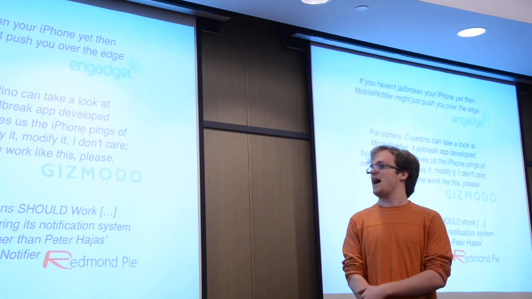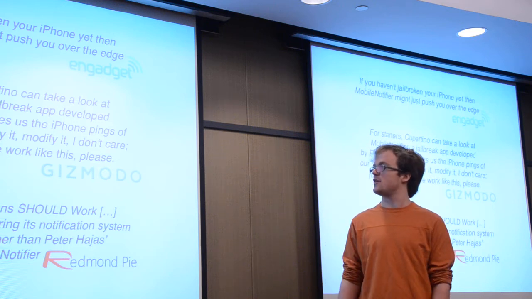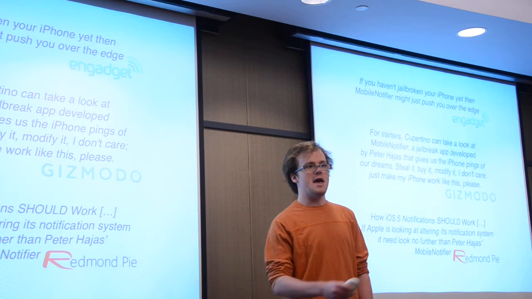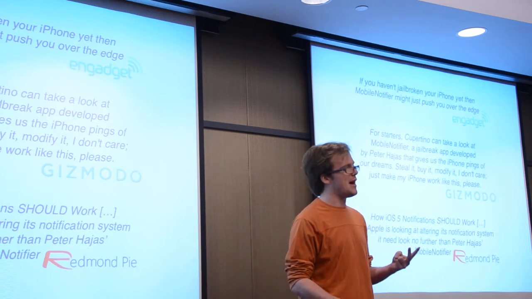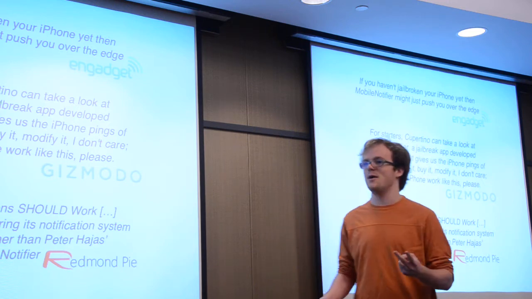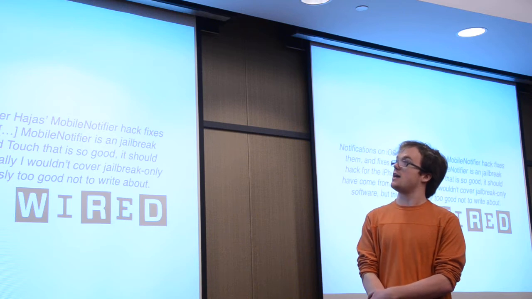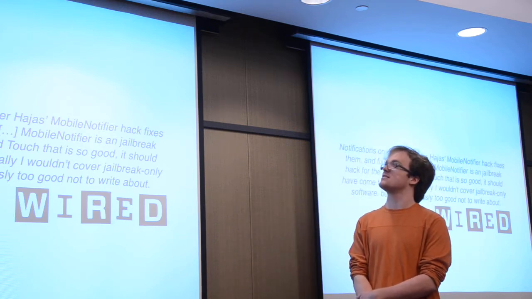Redmond Pie wrote how iOS 5 notifications should work. "If Apple is looking at altering its notification system, it need look no further than Peter Hajas' MobileNotifer." And for this day, and about a week afterwards, I was the second result on Google for iOS 5, which I think is pretty awesome. And then finally, this bit of news from Wired. "Notifications on iOS suck. Peter Hajas' MobileNotifer hack fixes them, and fixes them good."